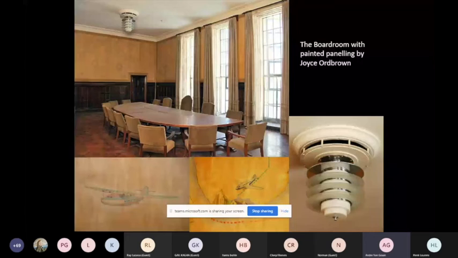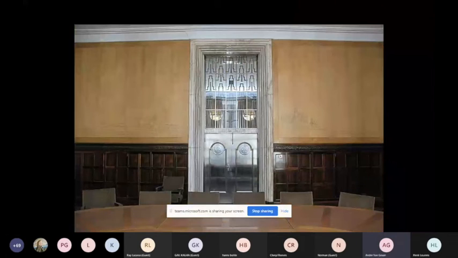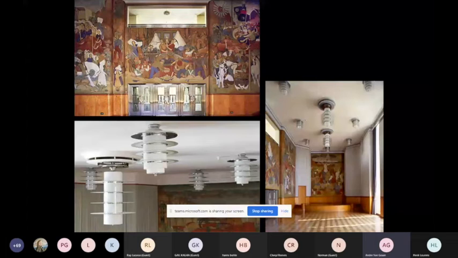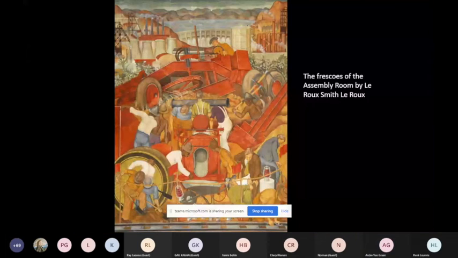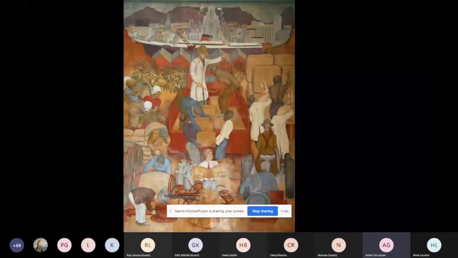This went through to all sorts of internal spaces. This is the boardroom, painted paneling by Joyce Ord Brown, wonderful light fittings. Again, aluminium around the entrance doors. This is the assembly room, members' assembly room, with murals, and again fantastic light fittings. Murals by LaRue Smith LaRue, which essentially also relate to Mexican decorative mural painting.